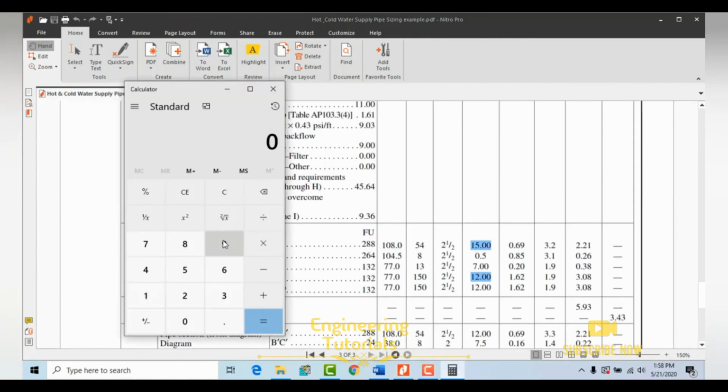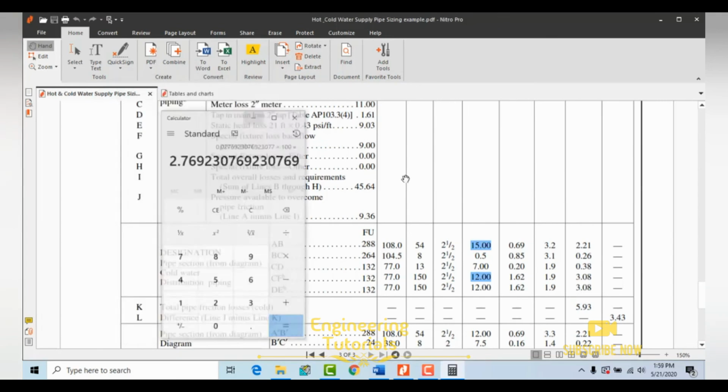So 9.36 divided by 338, the total equivalent length, multiplied by 100. So how much friction loss do we get? That is 2.77 psi per 100 feet. This is the average friction loss, 2.77 psi per 100 feet.